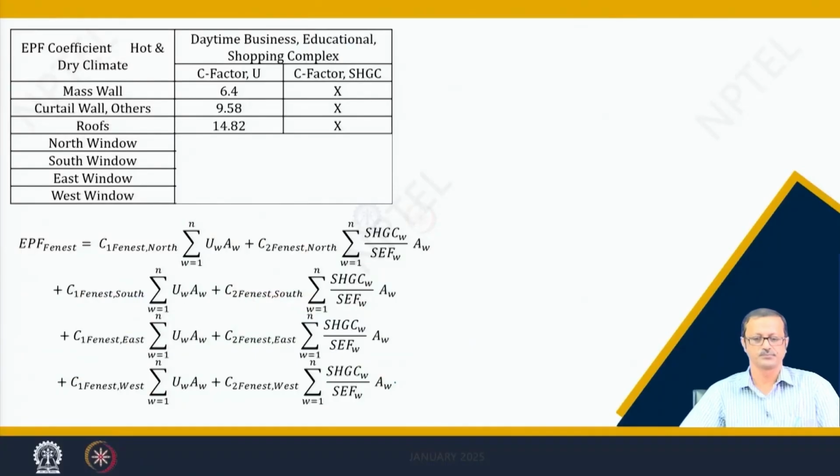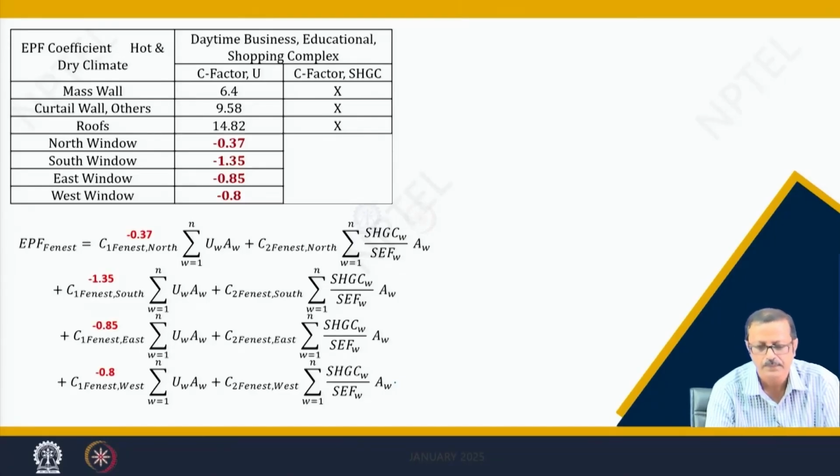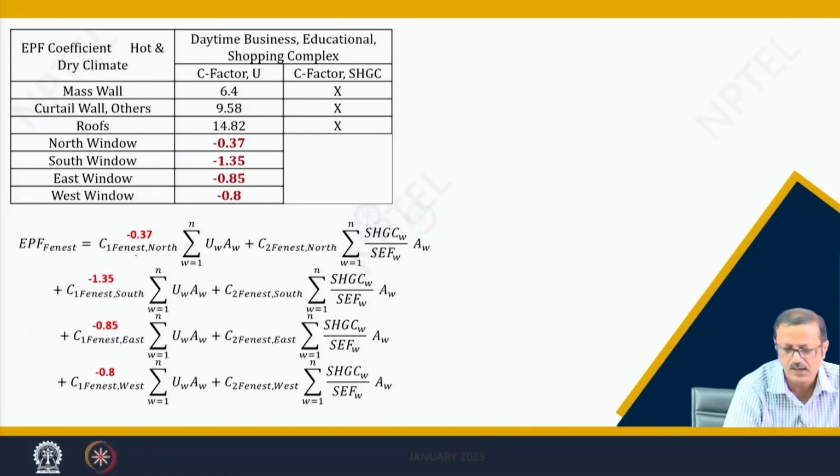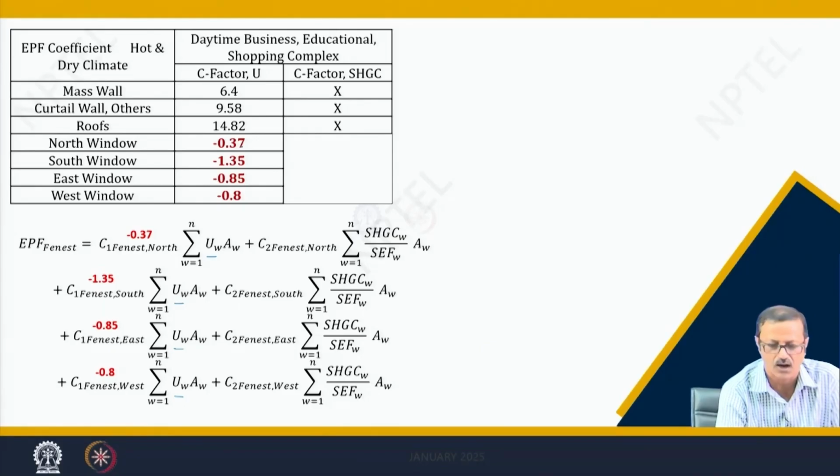In the fenestration, you see this is that big formula we are discussing. Now, this is the C factor of U corresponding to U. So, that means the C1 is associated with U, for all four sides. Minus 0.37 is the U factor C value of the north window. So, the C1 for the north window should be minus 0.37. Minus 1.35 is for the south window.